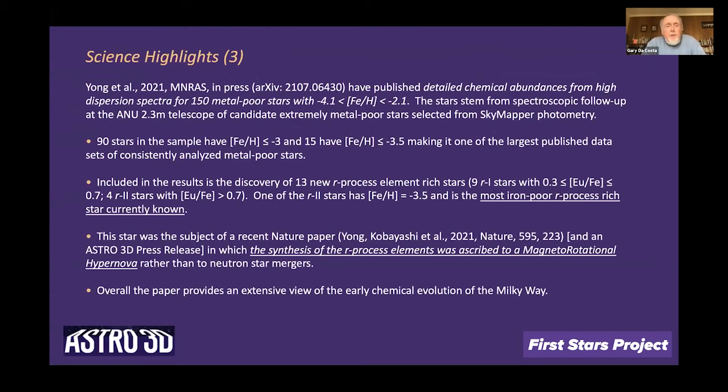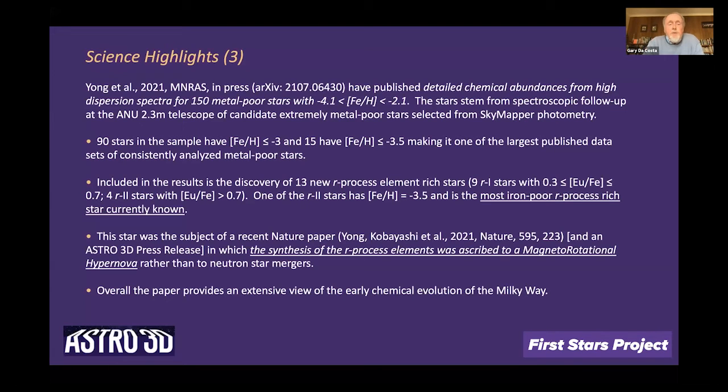So the only other paper I wish to talk about is a very substantial paper for which David Yong is the first author. It shows basically detailed chemical abundances for over 150 metal-poor stars. Those metal-poor stars were originally selected from SkyMapper photometry and have been followed up with Magellan and MIKE, basically. 90 of the stars have abundances below -3, 15 have below -3.5, making it one of the largest sets of consistently analyzed metal-poor stars.